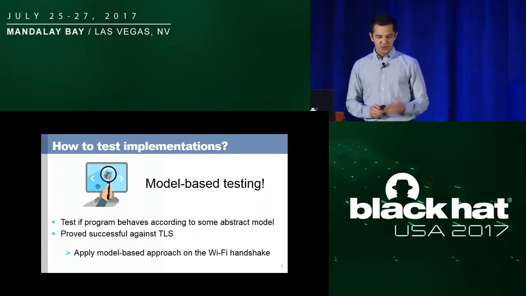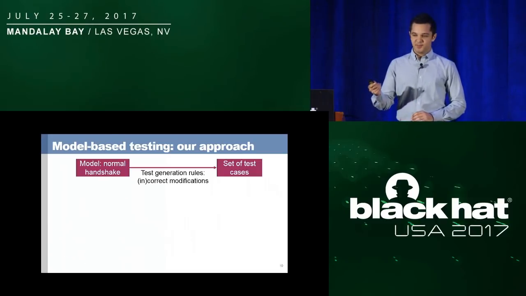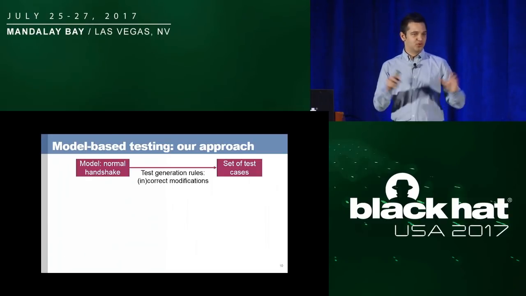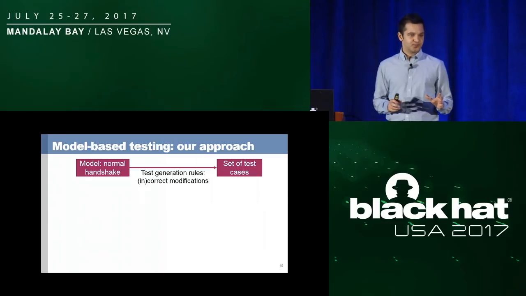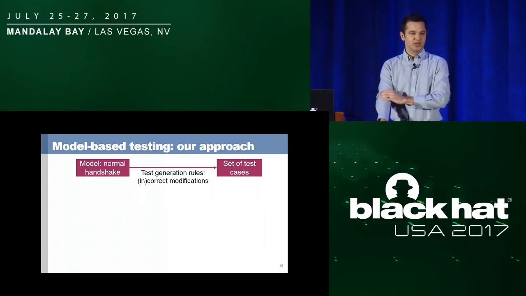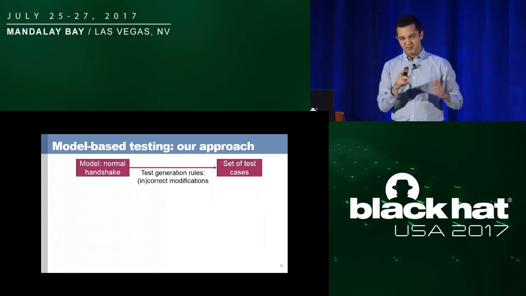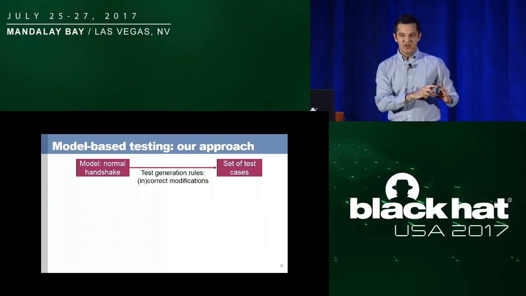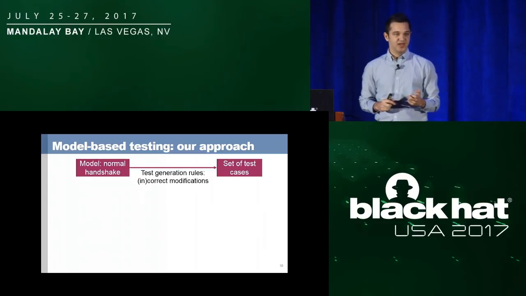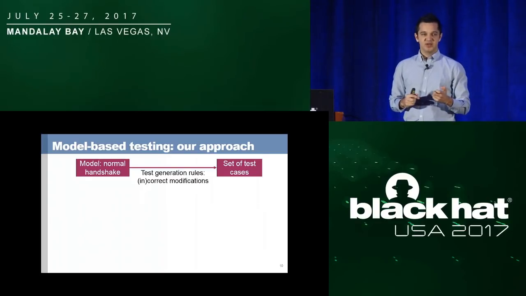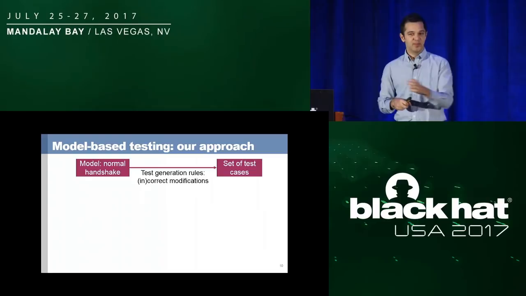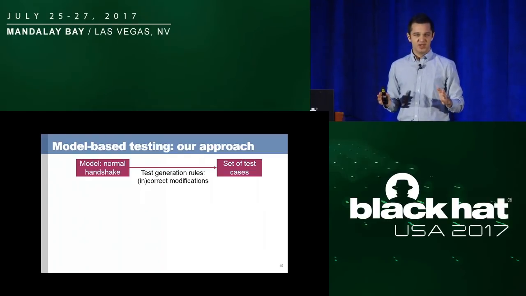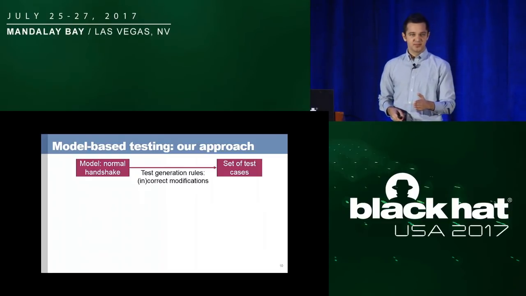So, how does our approach work? Well, we basically first start with a normal execution of the handshake. So in an execution where we can successfully connect to the access point, everything goes okay. We take that basically as our base point. And then we modify this normal execution of the handshake. For example, we can decide to drop random messages from the handshake. And if we do that, the handshake should no longer be successful because we didn't send all the required messages.